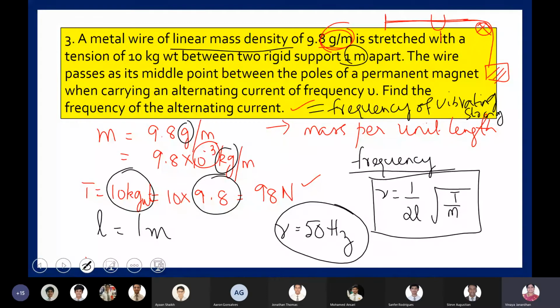Is your frequency 50 Hertz? Lemonby, are you calculating? Yes, ma'am, it's 50 Hertz. Only few boys are. Ma'am, just a minute, I'm not checking. Okay, okay.